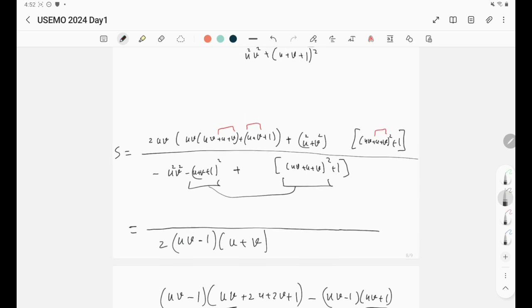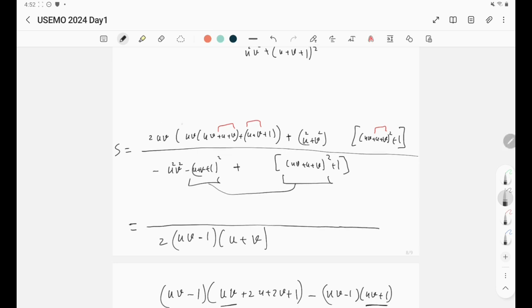So the numerator will be just, let's see, 2uv. First of all, let's do this. This thing has become this thing squared plus 1 times 2uv. And what about this? This has become now (u plus v) squared times uv, this thing squared plus 1.